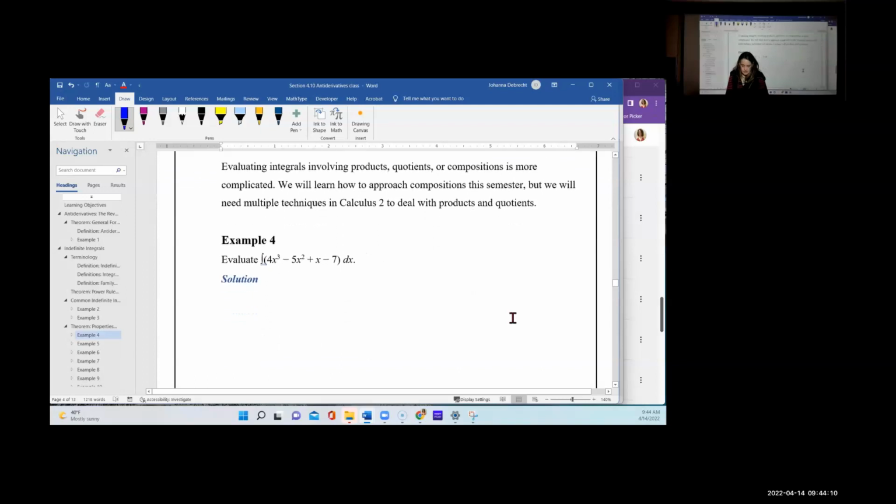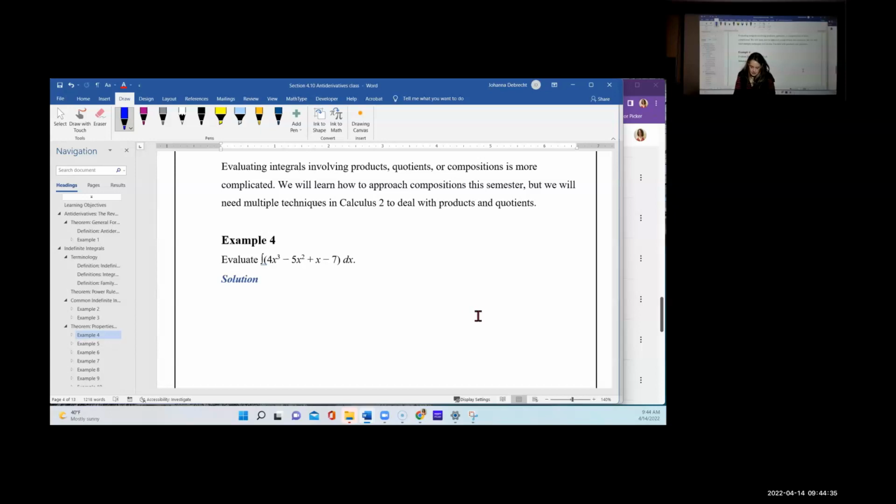All right. Now, compositions we will deal with this semester, but not until section 5.5, and we'll call it u-substitution, where u, of course, is the inside function, as it's been in the past when we did chain rule. So we will learn how to undo the result of composition, but not yet. But we will not do products and quotients.